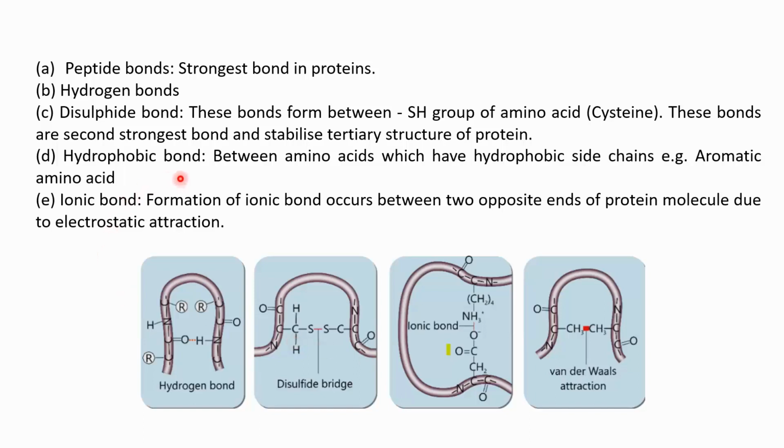Then there might be a hydrophobic interaction between amino acids which have hydrophobic side chains, for example aromatic amino acids. There may be ionic bond formation, which occurs between two opposite ends of a protein molecule due to electrostatic attraction. Or there may be some van der Waals attractions as well. So these are the different interactions or bonds that may be formed at different levels of the hierarchy of protein structure: peptide bonds, hydrogen bonds, disulfide bonds, hydrophobic bonds, ionic bonds, etc.